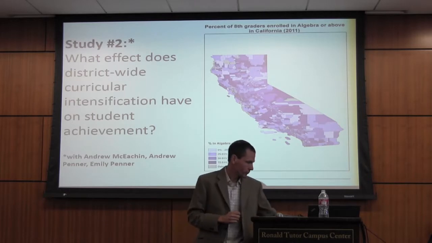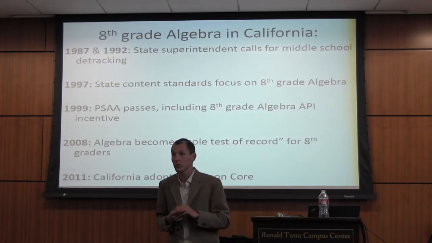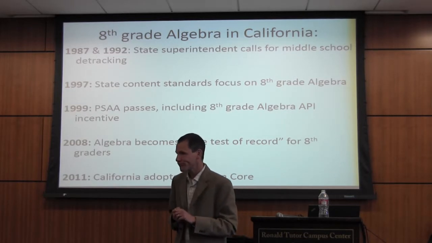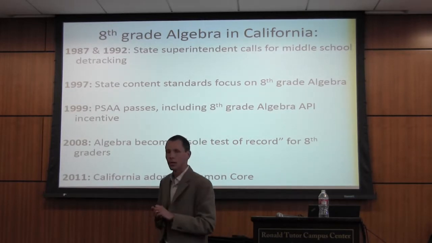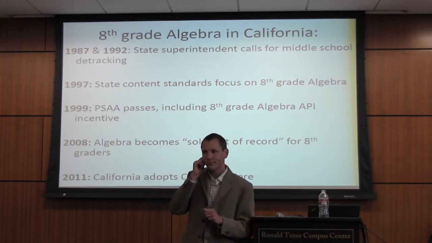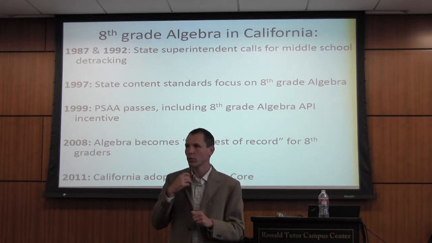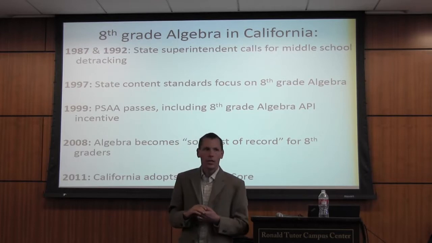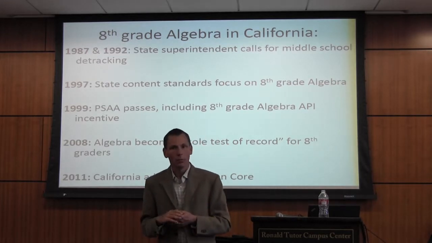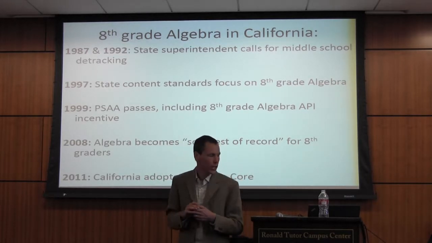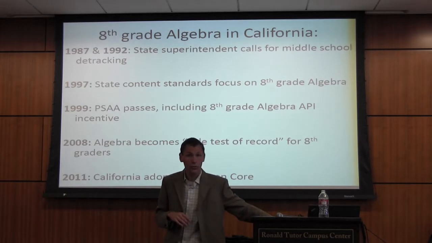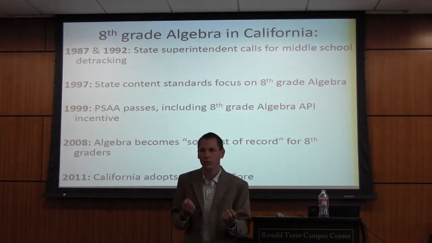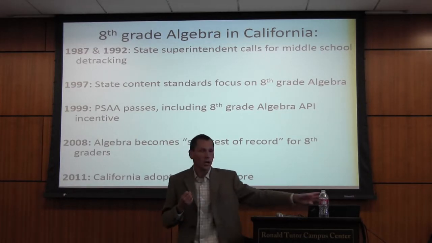California did this. California decided to do this over the course of a long time, over the course of a couple of generations. So let me give you a quick story about what happened in California. In 1987, and again in 1992, the California State Board of Education was reading Gene Oakes and said, we ought to make our goal. I really do think that they were reading Gene Oakes. I think that's what happened.